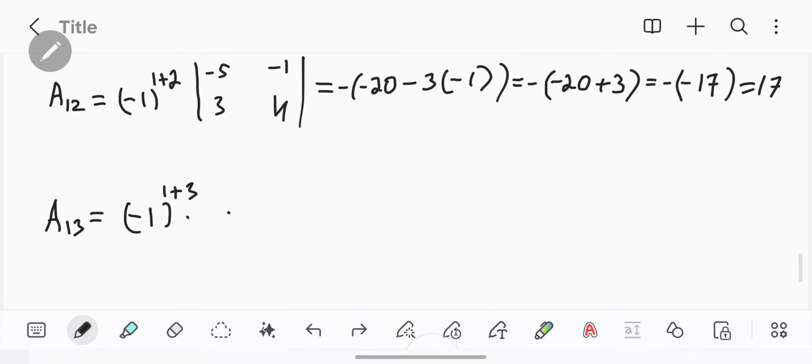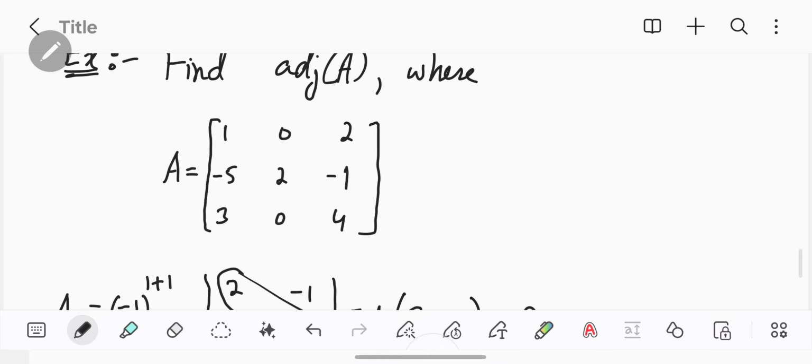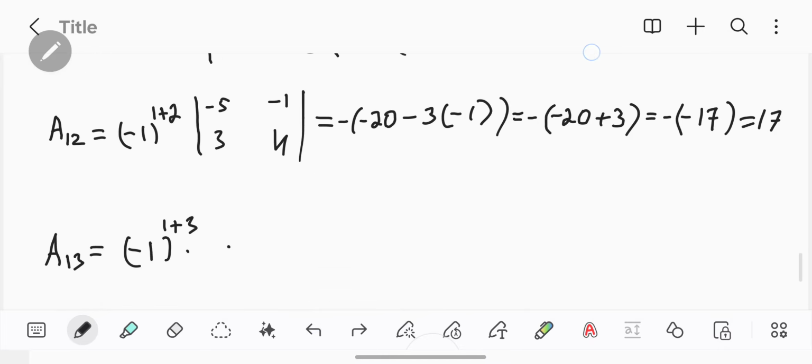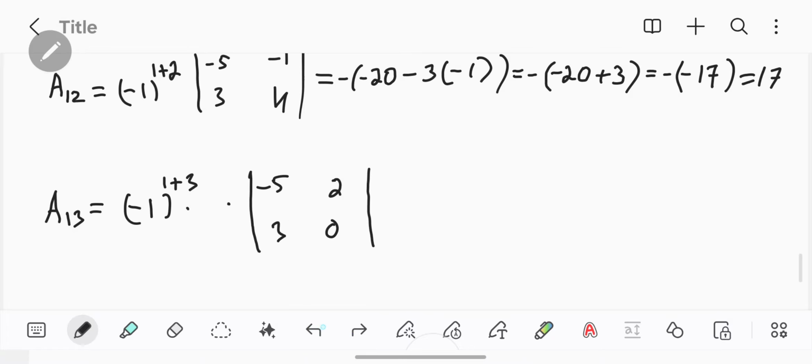Then if we look at A13, A13 is negative 1 to the power 1 plus 3 times. So first row and third column I will delete. Then I will get this thing. So that means I will get this matrix. If I simplify these values, minus 1 to the power 1 plus 3 is 4, which is even number. I will get plus.